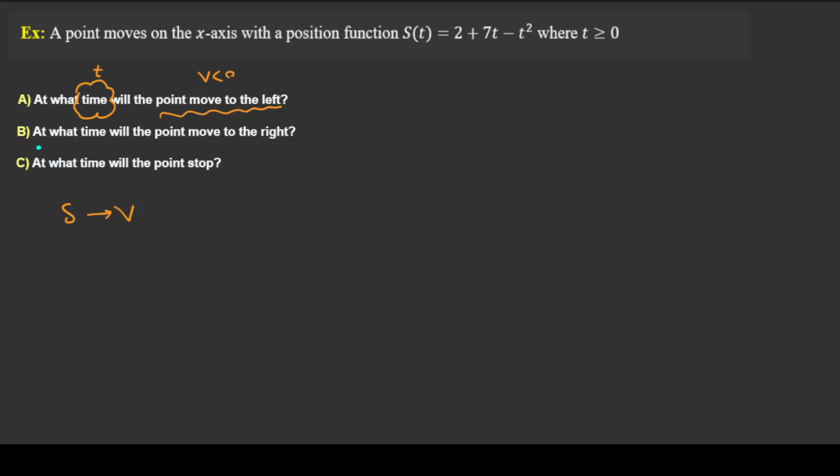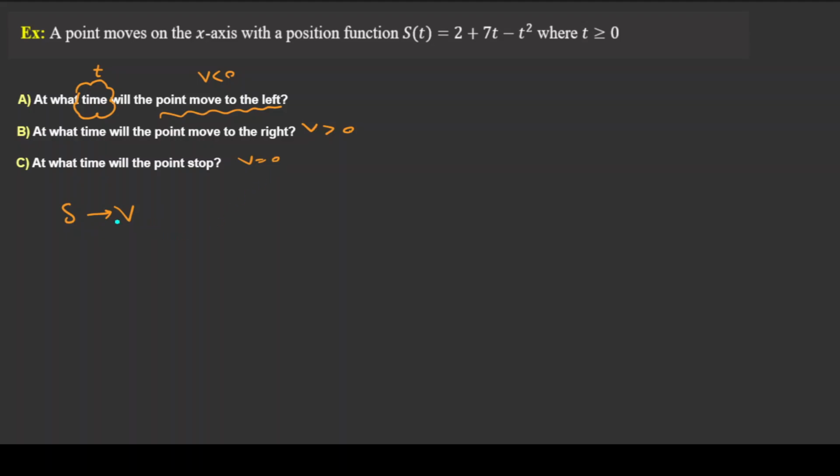And the same for part b. At what time, find t, will the point move to the right? Move to the right, so when velocity is positive. First differentiate the position function, find v, and make it greater than 0, because the point moves to the right, and then find t. At what time will the point stop? Will the point stop when velocity is 0?